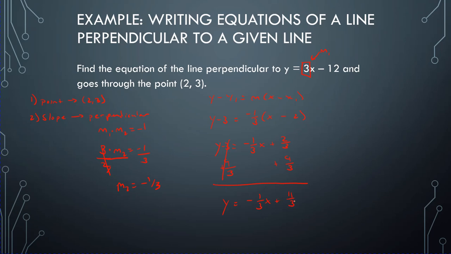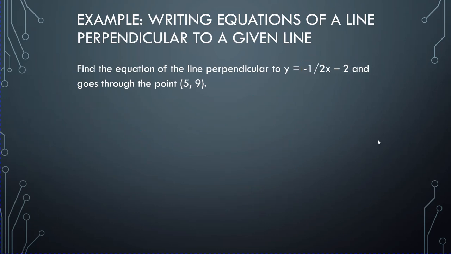plus 11/3. And so look, perpendicular lines, their slope is 3. The negative reciprocal of 3 is negative 1/3. So these two lines are perpendicular to each other. All right, let's do another one here.